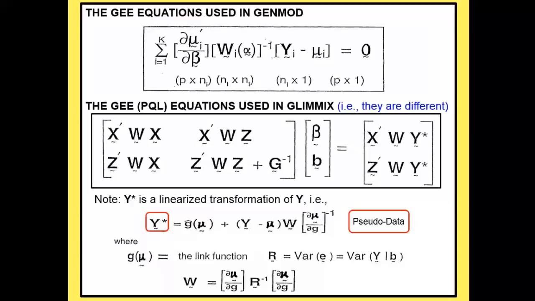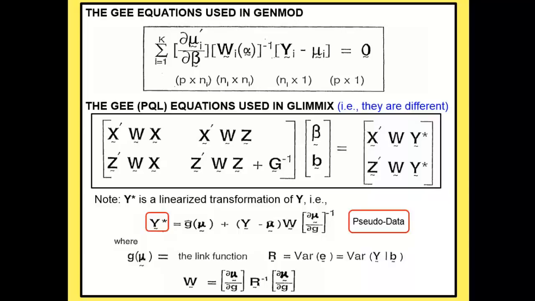More important than that, it's a little worrisome when you think about what GLIMMIX does. It's using a transformation, so it's not using the original data to come up with the estimates. It's using some kind of approximation of the original data, sometimes referred to as pseudo data. But it's not completely pseudo data. It's not made up data. It's a way of transforming the original data to something that is going to allow you to get a reasonable answer.